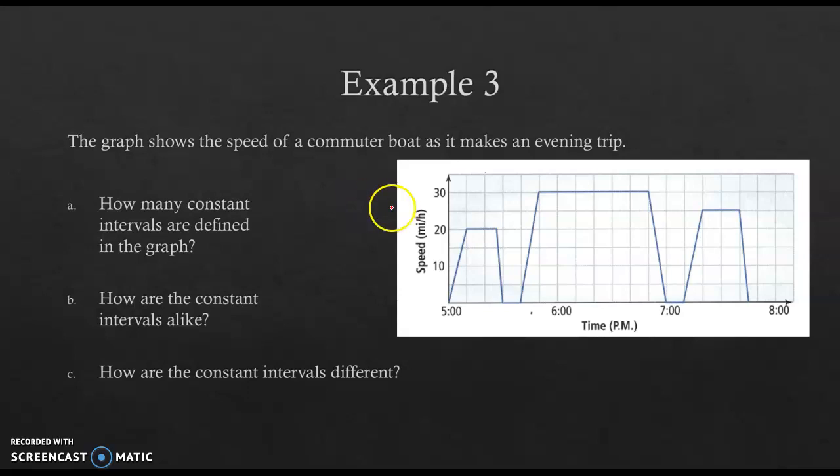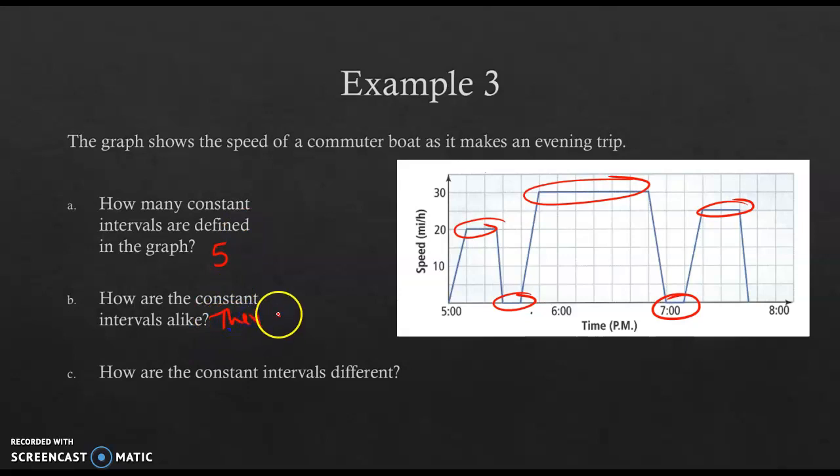Part A, how many constant intervals are defined in the graph? So there's 1, 2, 3, but if you look carefully, 4 and 5. So there are 5 constant intervals, and it asks, how are those constant intervals alike? They are alike because they indicate a constant speed, meaning our speed is not changing.